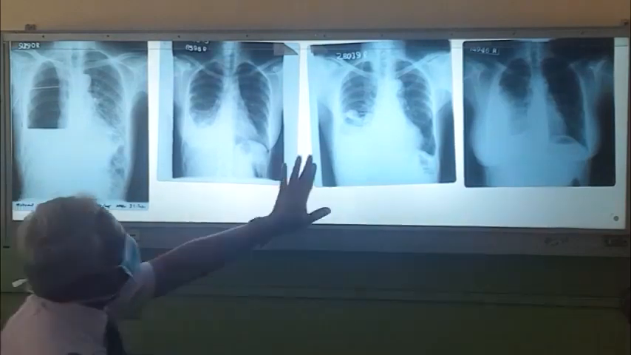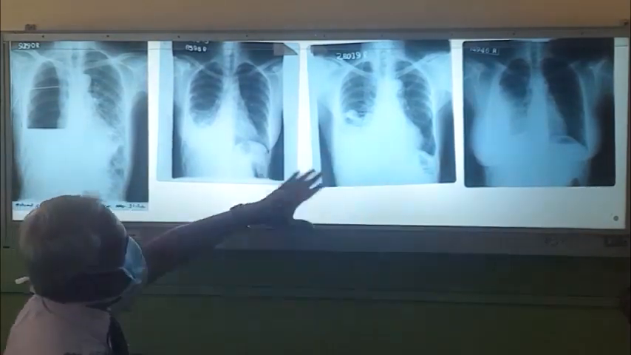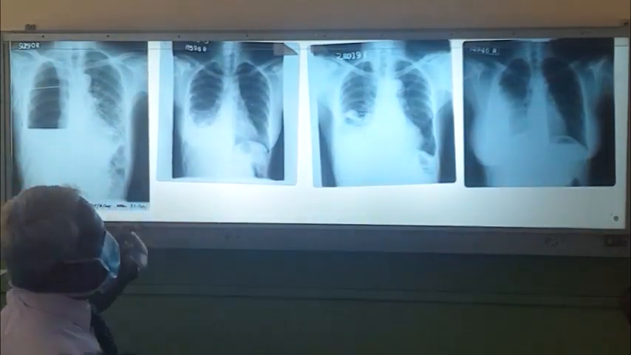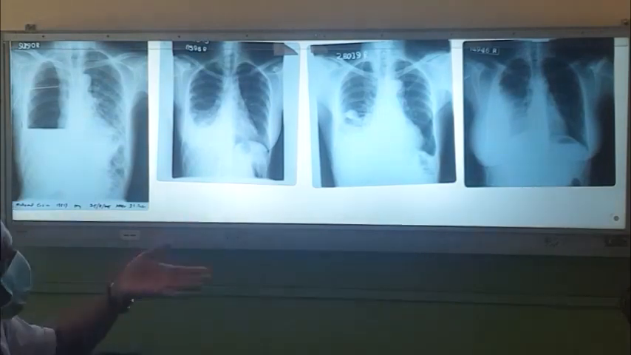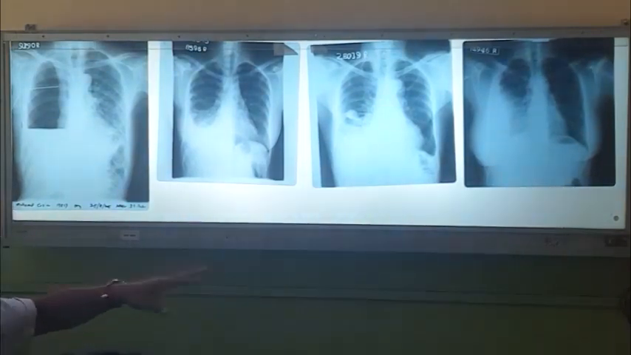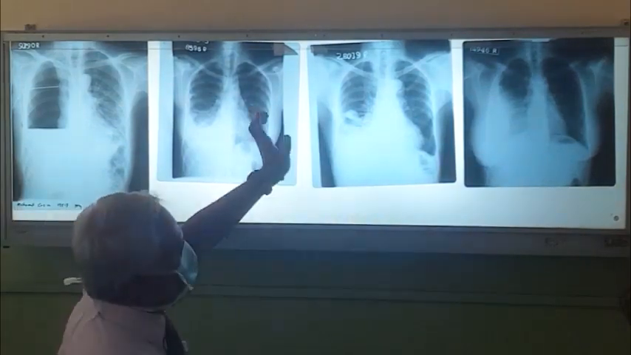And this rounded opacity is not a tumor. What happens with pleural effusion is sometimes the fluid gets collected in the oblique fissure or transverse fissure. So it is called a pseudotumor. It's not a tumor actually, right?